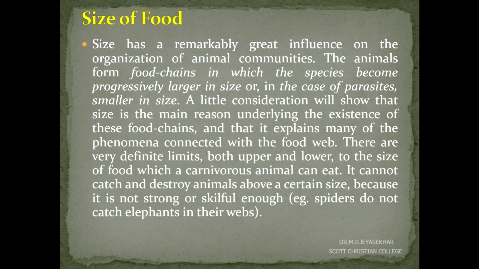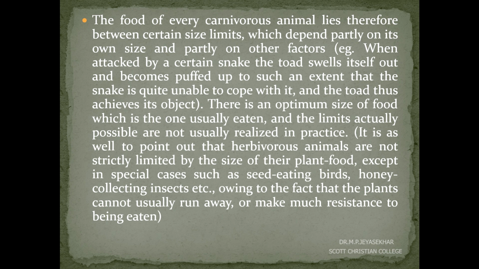There are very definite limits, both upper and lower, to the size of the food which a carnivorous animal can eat. It cannot catch and destroy animals above a certain size because it is not strong or skillful enough. For example, spiders do not catch elephants in their webs. So the size is very important. The food of every carnivorous animal lies between certain size limits.